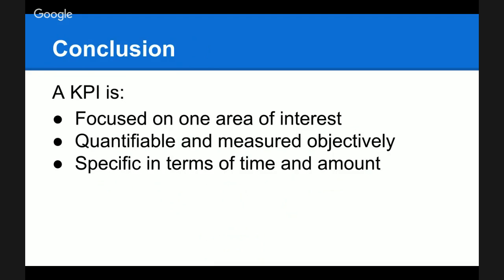A KPI is focused on one area of interest. You want to pick one area, just again, because you want it to have a conclusion. You want it to be definitive once you, along the way, are tracking things, but at the end, you can say, yes, this succeeded. No, it didn't. How am I going to measure that success? Well, I want it to be quantifiable. I want to attach numbers to it. I want it to be measured objectively.